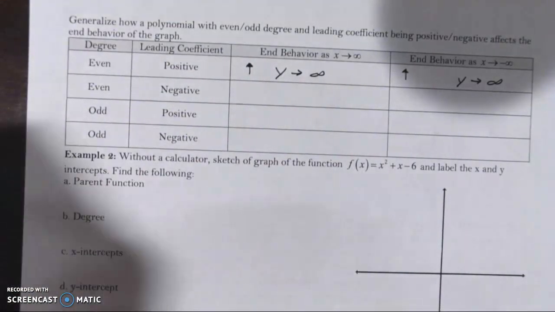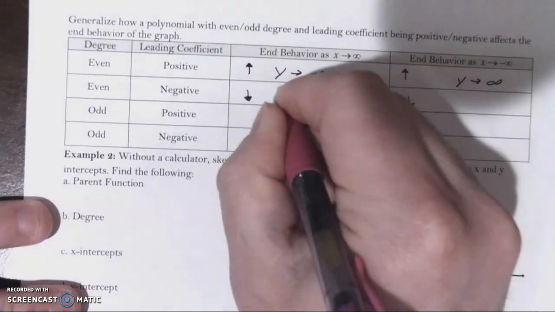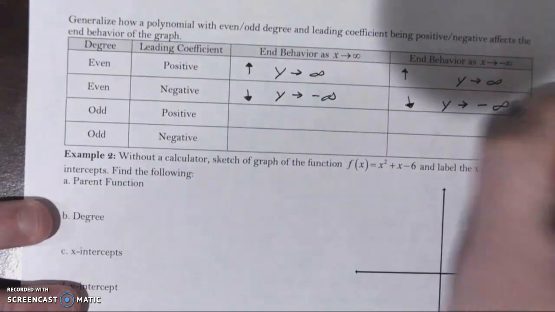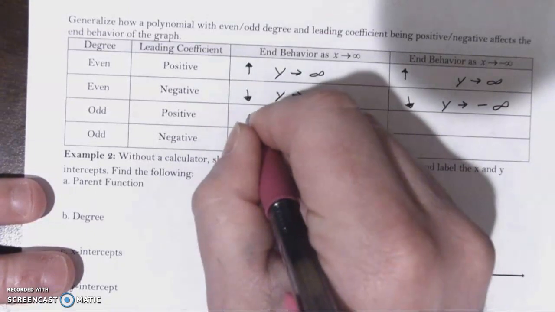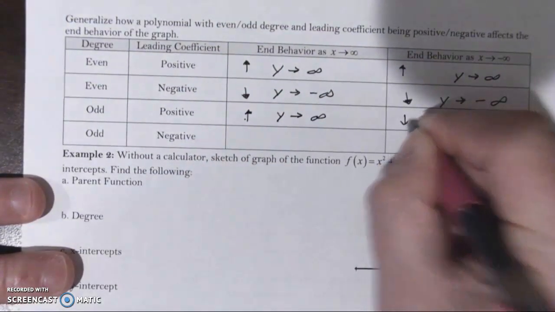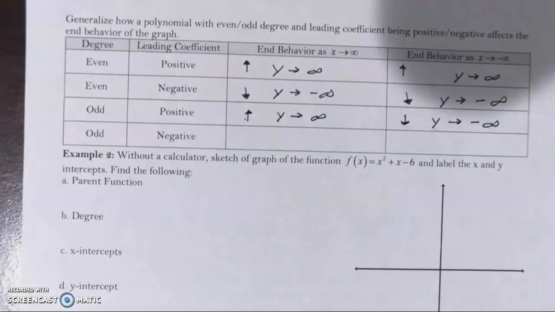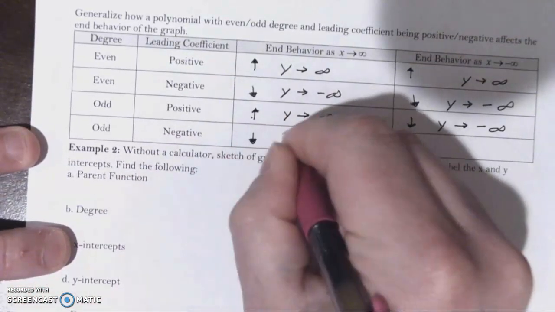If it is an even degree but negative, the end behavior will be going off to negative infinity, both as far as we can go to the right and the left. If it's odd and positive, as x approaches infinity, y will approach infinity. As x goes as far to the left as we can go, y will go as far down as we can go. And if it's negative, these flip.